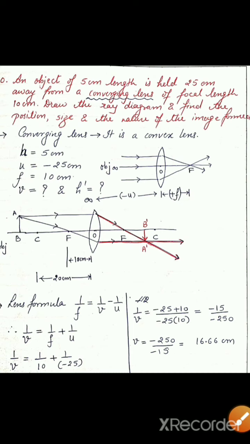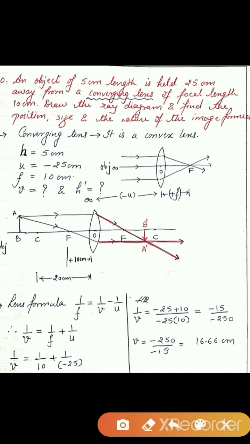This is numerical number 10. See here they have given a converging lens. Converging lens means you have two types of lenses, convex lens and concave lens. The converging lens is the lens which focuses all the refracted rays at one point. So which is that lens? That is convex lens. Concave lens will diverge all the rays, it will send all the rays apart from each other. So concave is a diverging lens and convex is a converging lens.